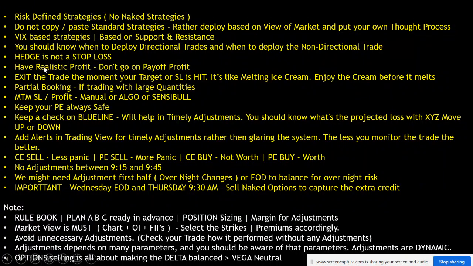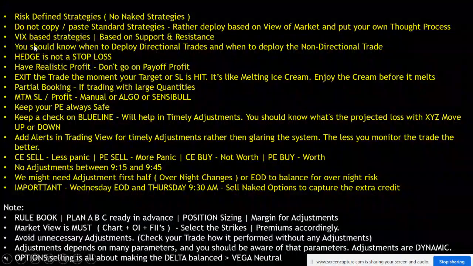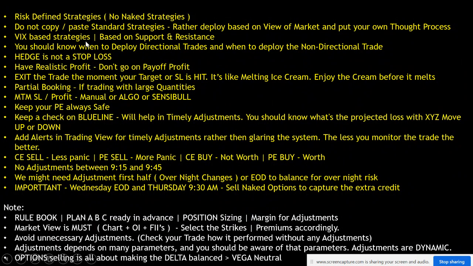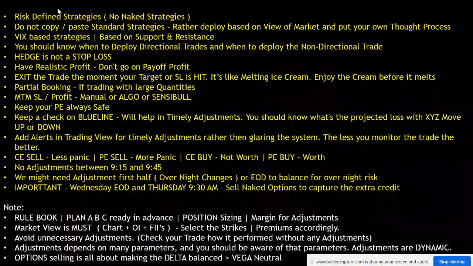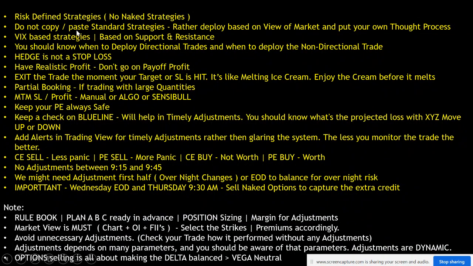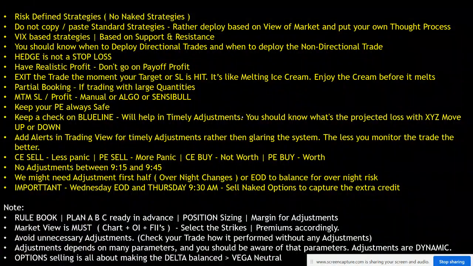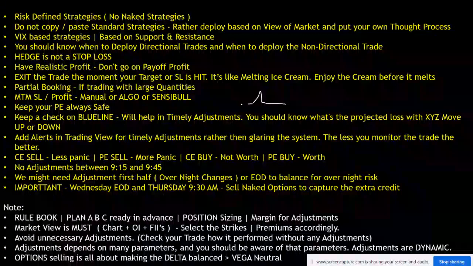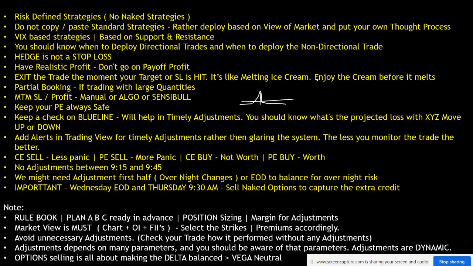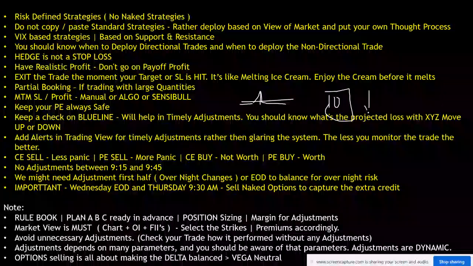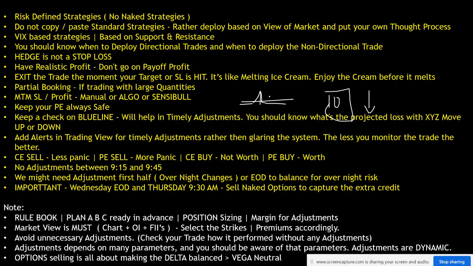Then let me come back to VIX based strategies. Do not deploy if you are not aware of what strategies you need to deploy when the VIX stands at a given level. Otherwise you are doing something very wrong. You should not deploy an iron fly when the VIX stands at 10. I'm telling you, you cannot deploy an iron fly when the VIX is standing at 10. With VIX at 10, you will have very little premium. So what are you expecting from the iron fly?